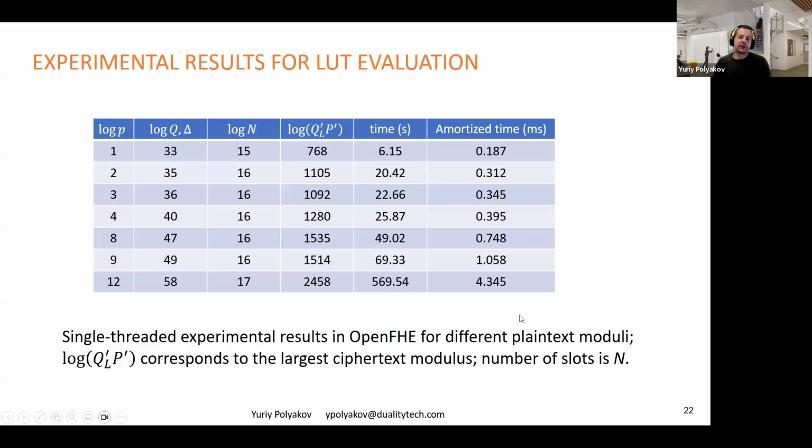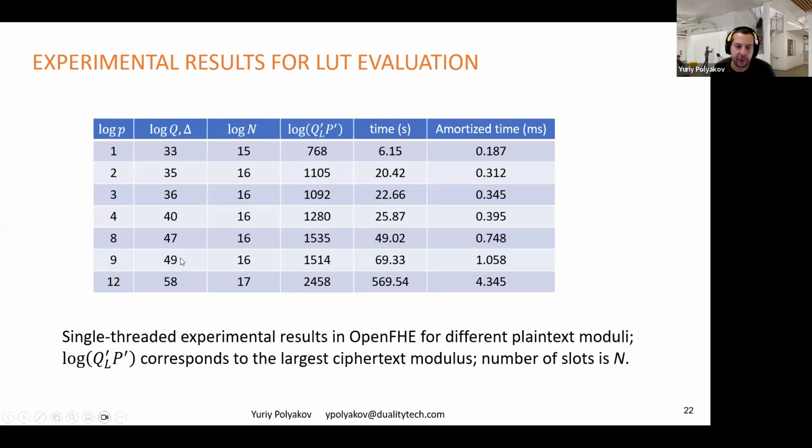And next, we'll briefly look at some experimental results. So these results were implemented in OpenFHE. They are single-threaded, and very briefly, let me go through this. So log P is the log of the plaintext modulus. So we went here up to 12-bit plaintext moduli.